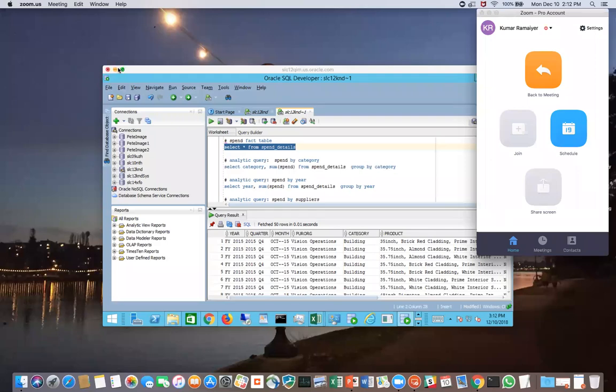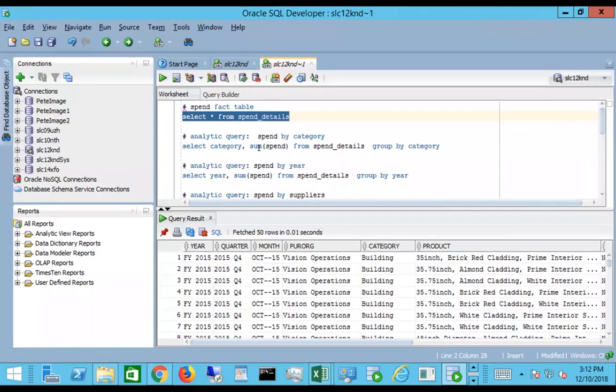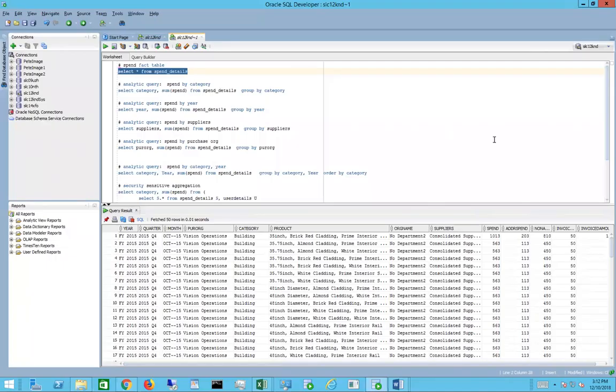Let me start sharing my screen. So Essbase is an analytic engine. It helps us solve certain classes of analytical problems. Before we go into specifics of Essbase, let's look at the nature and the structure of the analytical problem.